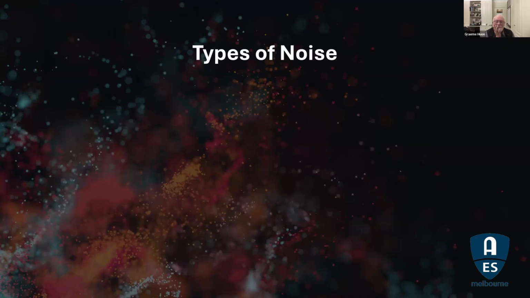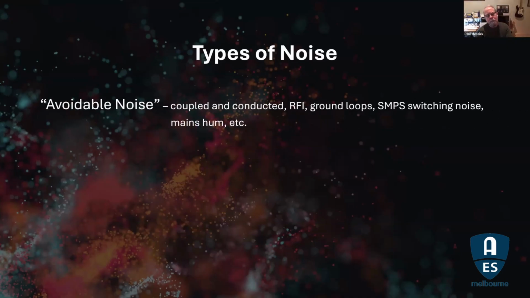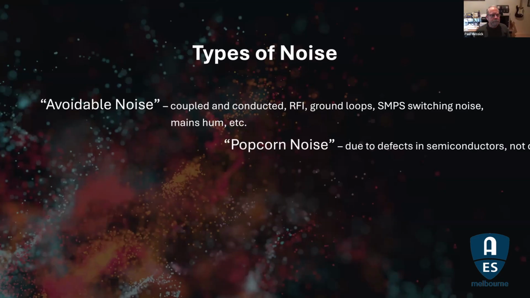So, types of noise. There's one type, avoidable noise, which is all the sorts of things that you can, with careful design, good grounding, shielding, etc., prevent. Ground loops, conducted noise, mains hum, etc. So we're not going to talk about that anymore.